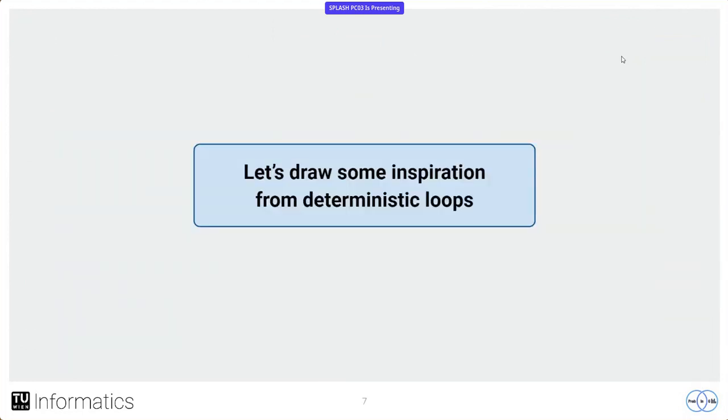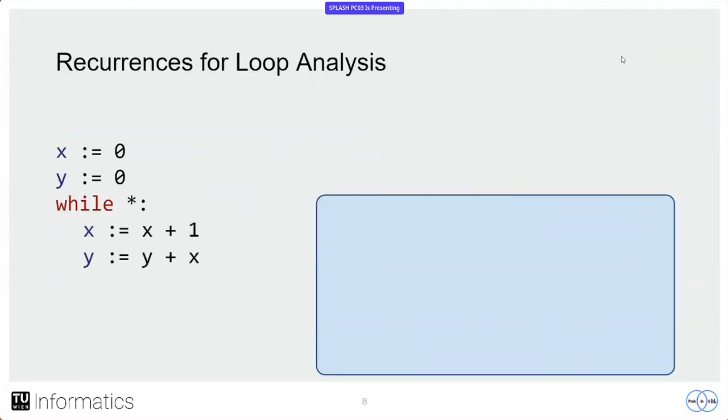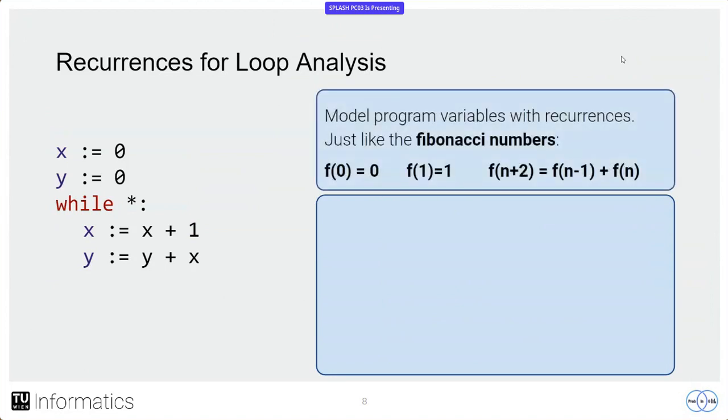Let's draw some inspiration from deterministic loops. A very simple loop here, two variables, x and y. And now the idea is that we use recurrence equations to model the values of these program variables. Recurrence equations describe a sequence of numbers, just like the Fibonacci numbers. There are 0, 1, 1, 2, 3, 5, and so on. And you all know that the Fibonacci numbers have this very famous recurrence equation that says the next term in the sequence is given by the addition of the previous two terms.